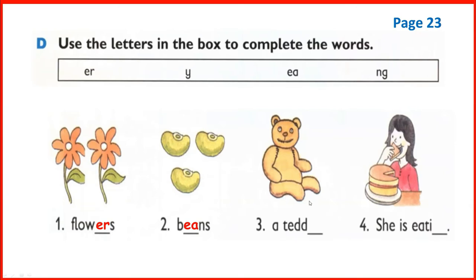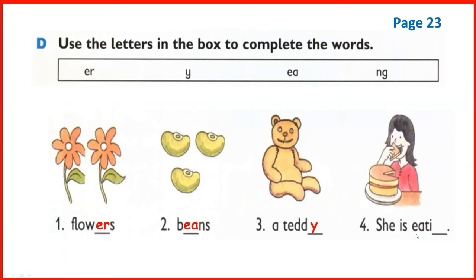Yeah, this is a teddy. What's the spelling of teddy? T-E-D-D-Y. Teddy. You have to write here Y. Yes, here it is a Y. Yes, you can see here Y. You have to put Y here. Like this.